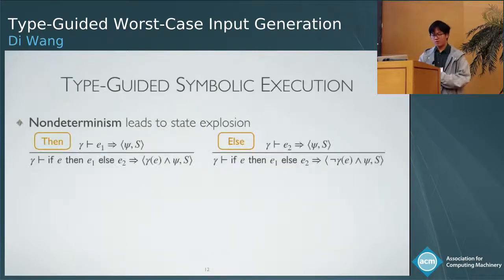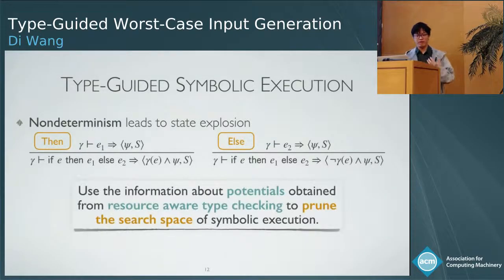You might already notice that in the symbolic execution formalization, there is a lot of non-determinism. For example, in the conditional expression, if you cannot determine the actual value of the predicate, you have to try both branches, and this will lead to state explosion. So here comes the major technical idea of our work. We can use the information about potentials obtained from the resource-aware type checking to prune the search space of symbolic execution.